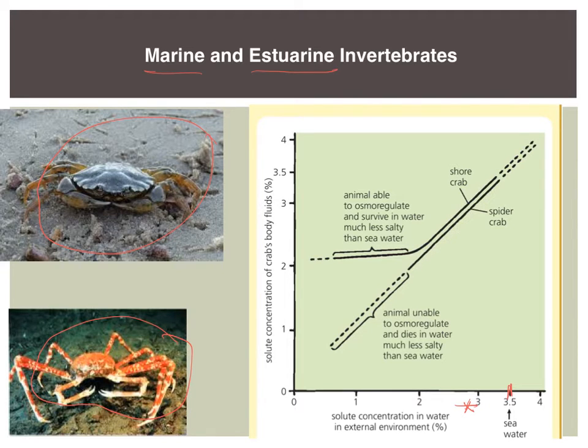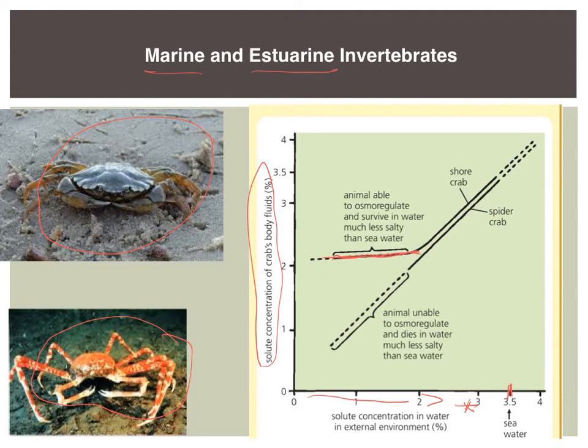So we've got a graph here that's looking at the solute concentration of the crab's body fluid. And as the solute concentration increases down here, if we have a wee look at the shore crab, you'll see that initially the line in the graph stays fairly steady. So what is happening there is that the shore crab is able to do some osmoregulation in the water, which is a bit less salty than seawater. So it looks a bit like a conformer, in fact, at this point here.